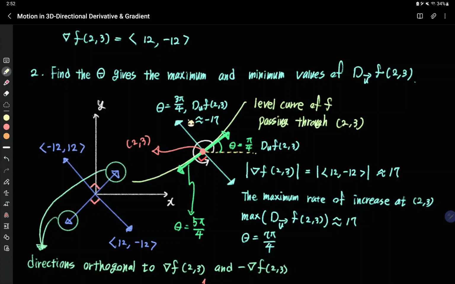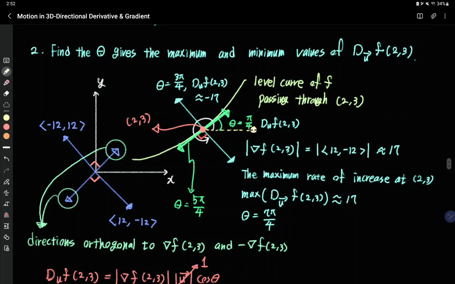And then in the direction which is completely opposite to that direction, theta is 3 pi over 4. It's not a big deal to find the angle theta for the completely opposite direction, right? So when theta is 3 pi over 4, we get the greatest rate of decrease. Then what's the minimum value of the directional derivative? Negative 17, definitely.